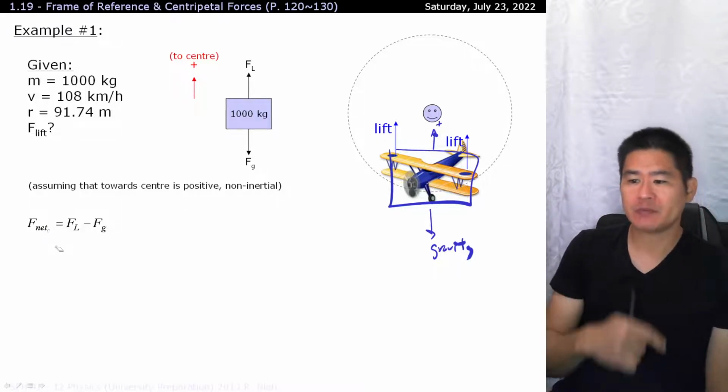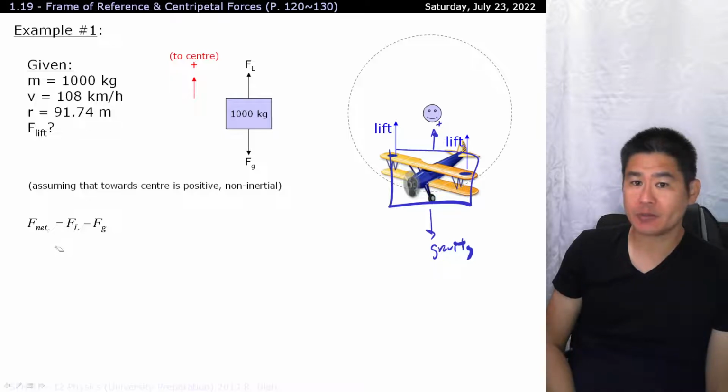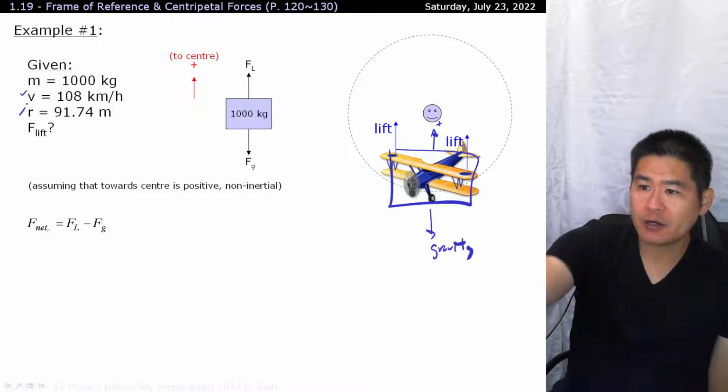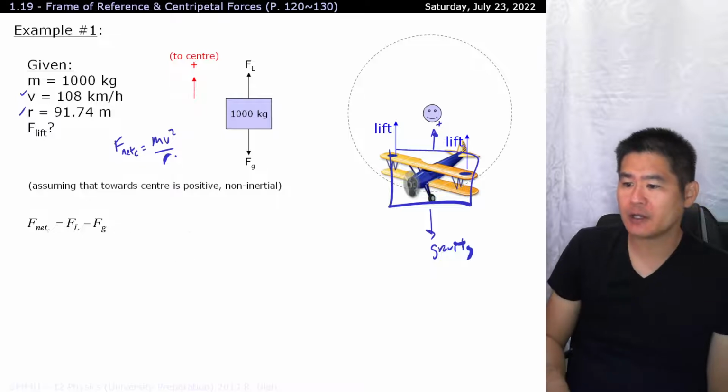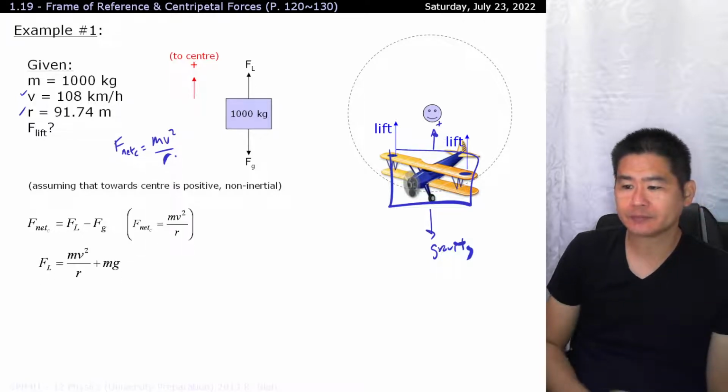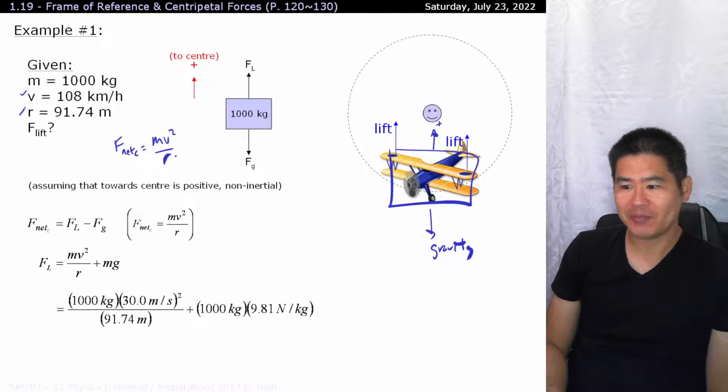Okay, if you flip back to the previous PowerPoint slide, we have 3 formulas that we can use. If we're given V and R, then we probably want to use the one of F net C is equal to mv squared over r. And I believe that's what I used right over here. Okay, we just plug it right in. All right, we have all the numbers up above. Go ahead, pause the video, unpause, and I hope that it matches up with this in your answers.